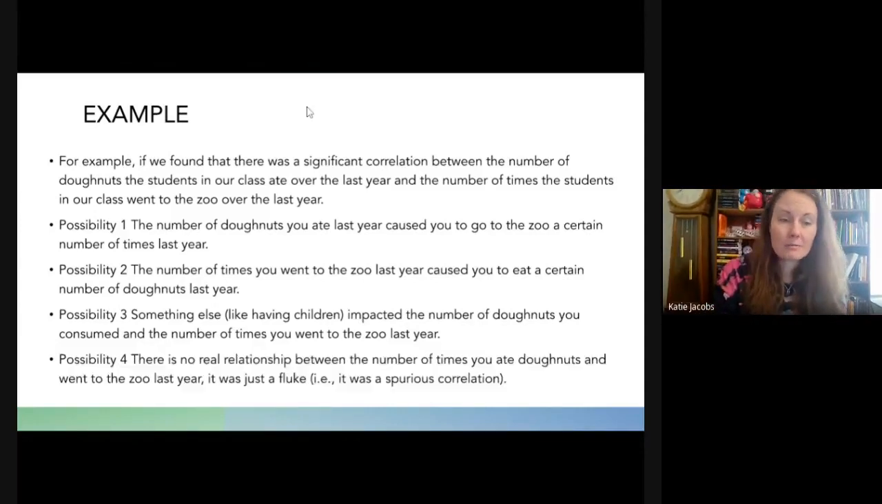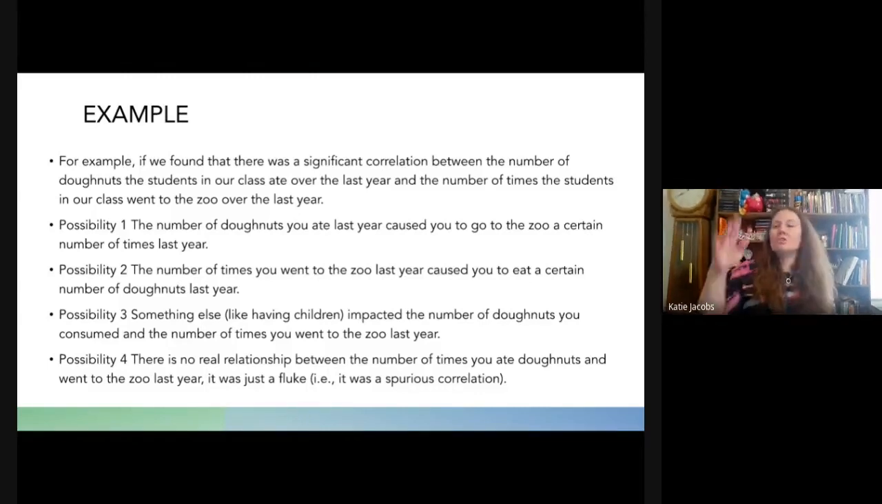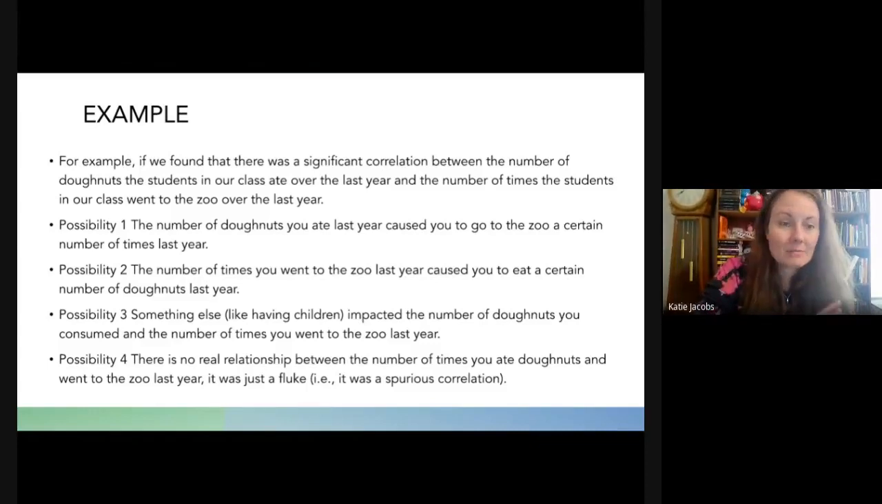And it actually could be a fourth possibility as well, that there's actually no real relationship between the number of times you ate the donuts and the number of times you went to the zoo last year. It was just a fluke. And that fluke is called a spurious correlation, which means it just happened that they were related to one another. We'll talk about that in a further slide in a little bit. But the big thing to look at is when we're doing this correlation, you don't know which one of these possibilities it is. It could be any of these four, right? One of the items could have caused the other, something else could have caused both of them to fluctuate in their scores, or it could have just been a random mistake. It could be a spurious correlation.